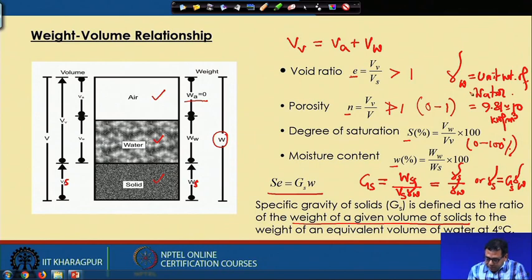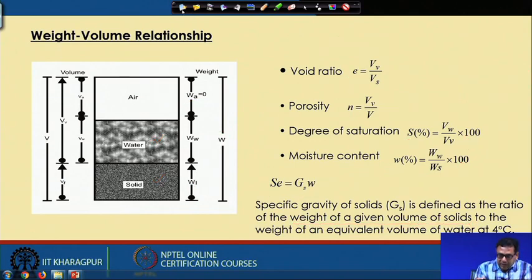So, this is the G_s. So, this relationship is also very important, that S e equal to G_s w. Now, the question is how this relationship is coming. So, I am just writing a few relationships that will be directly used in the next classes.